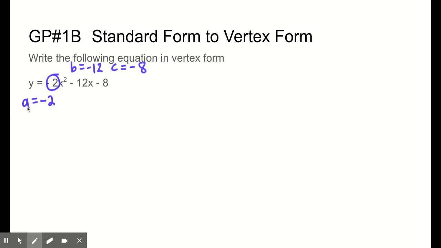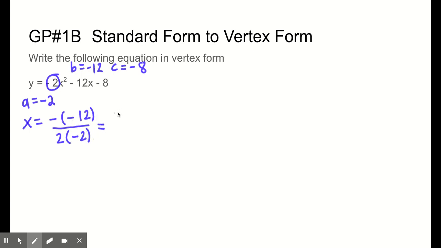So the A value for vertex form is the same as standard form, but in order for us to write our equation in vertex form, we have to find the vertex. So we will use the vertex formula, which is x equals negative b over 2 times a. So that's going to be a negative 12 divided by 2 times negative 2.